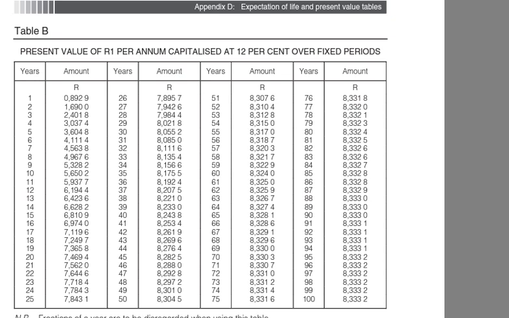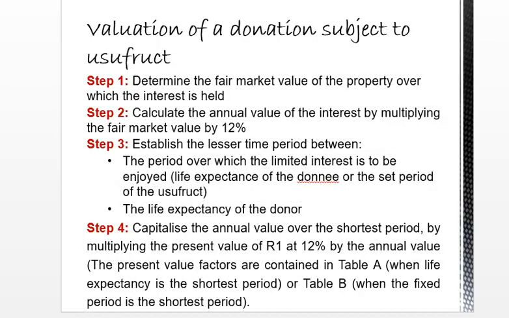The only thing to take note of is you need to determine the fair value of the property over which the interest is held. We want to calculate the annual value by multiplying the market value by 12%, and then we want to establish the lesser life expectancy of the donee and the donor, and then that will be capitalized by the present value of R1 at 12% at the annual value. Okay, so we look at it in an example.